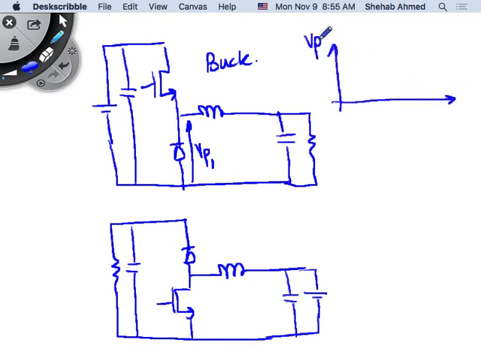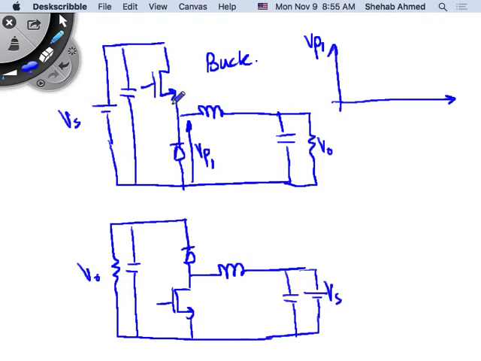What does VP1 look like? This is VS, and this is V output. Okay, what does VP look like for the buck converter?